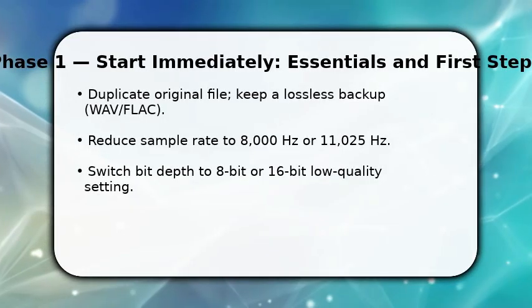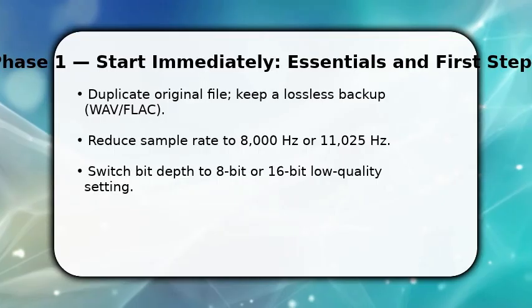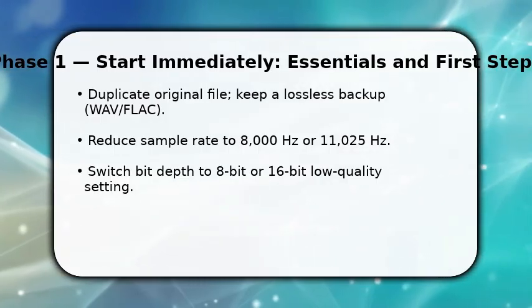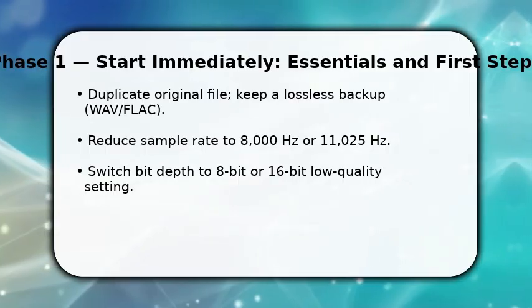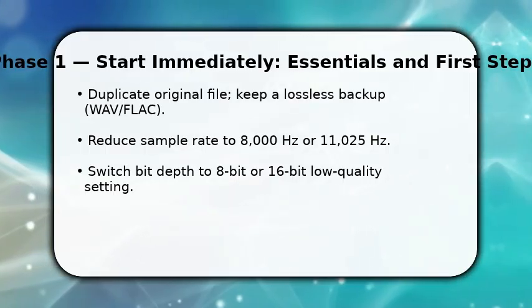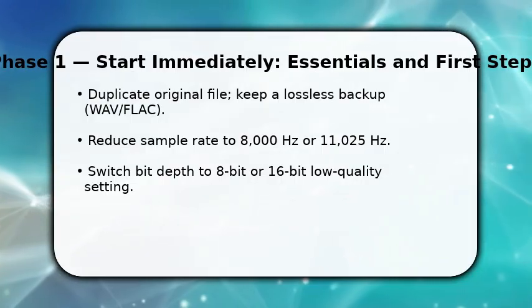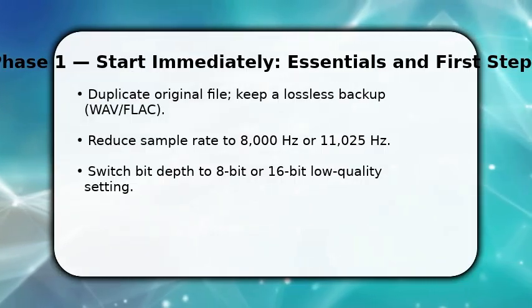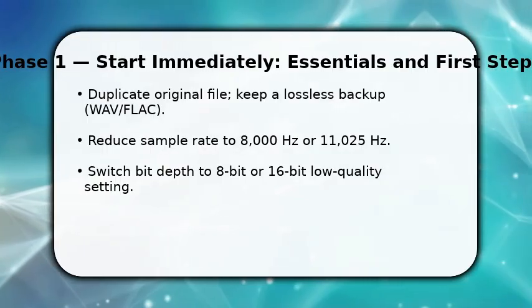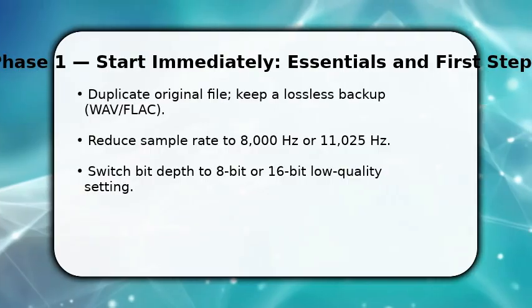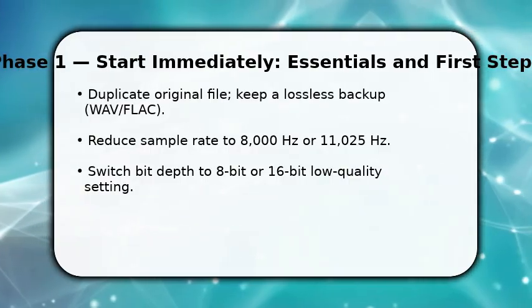You start by making a copy of your original audio and keeping a lossless backup. This protects the source. Next, reduce the sample rate to 8,000 or 11,025 Hz to remove high-frequency detail. This is where human brightness lives. Then change bit depth down to 8-bit or low 16-bit. This introduces quantization noise. Once done, you'll already hear a rougher, telephone-like texture.